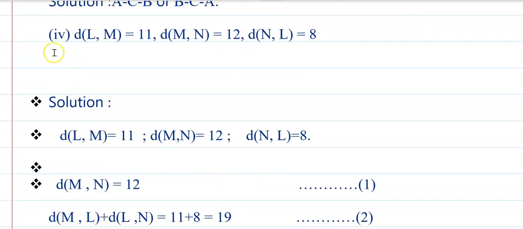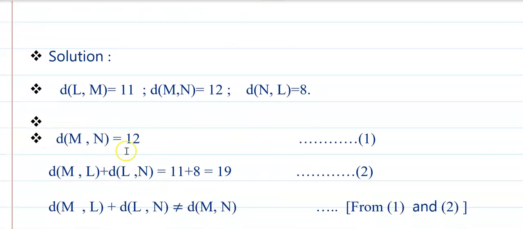Now next is distance LM is equal to 11, distance MN is equal to 12, distance LN is equal to 8. Again in this case, if we add any two distances, it is not equal to the third distance: 11 plus 12 is equal to 23, which is not equal to 8; 12 plus 8 is 20, which is not equal to 11. And in this way, we take LM equal to 11, MN is 12, LN is equal to 8.